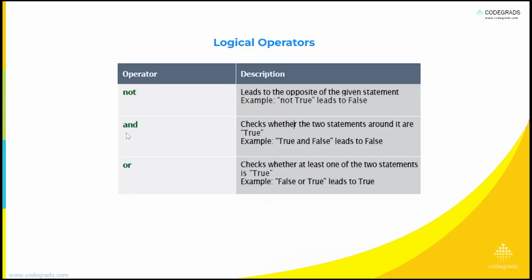And in this case, and will check whether the two statements around it are true. For example, true and false leads to false. If I mention true and true, it will lead to true. If I say false and false, both are the same, so it will lead to true. That is the and operator.